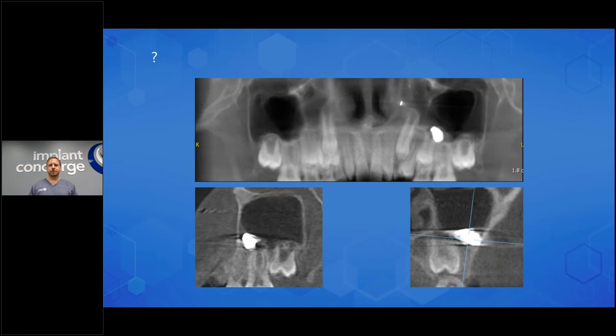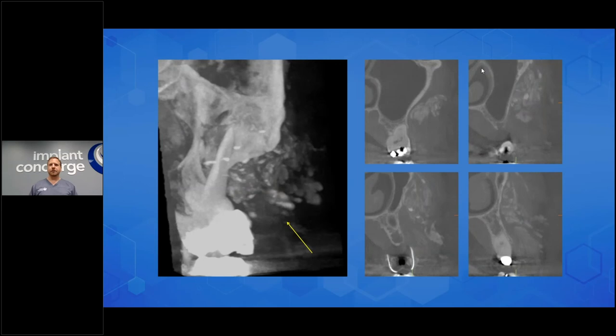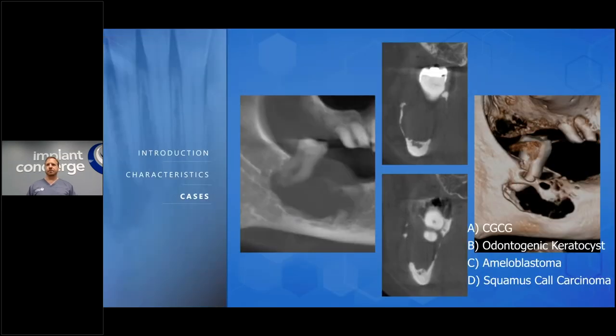We have a question: what does CGCG stand for? CGCG is central giant cell granuloma. Normally it's going to be a younger patient. It's most often found in the anterior of the mandible. Like an odontogenic keratocyst or ameloblastoma, it's still going to have that wispy, multilocular appearance, but normally they're going to be about that size.